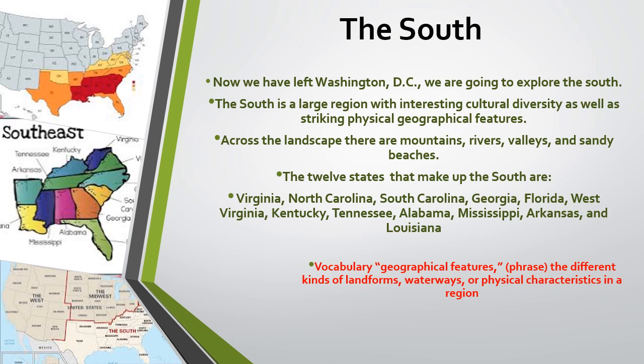So we have a little bit of vocab here. Geographical features are the different kinds of landforms, waterways, or physical characteristics in a region.